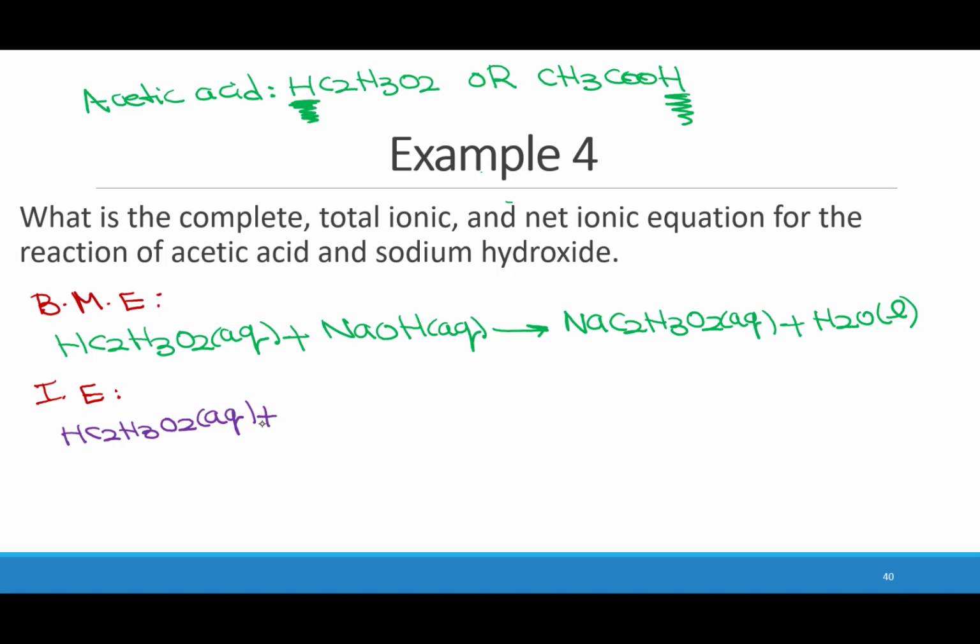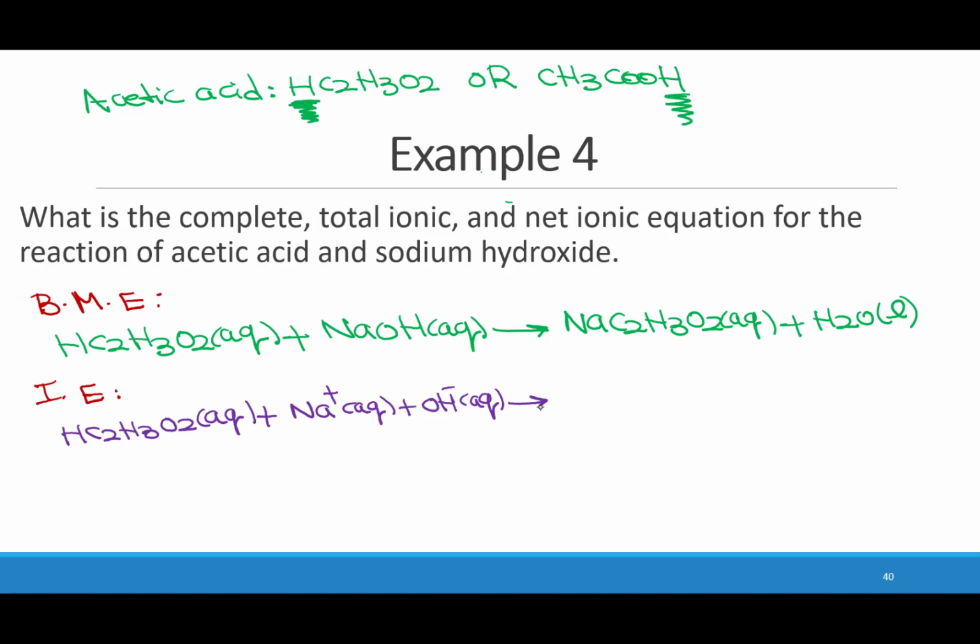Sodium hydroxide, it's a strong base, it will separate, which means it produces sodium ion and hydroxide ion. Sodium acetate. Sodium acetate, what is it? Ionic compound. It consists of sodium ion and acetate ion, a cation and an anion, so it is an ionic compound.